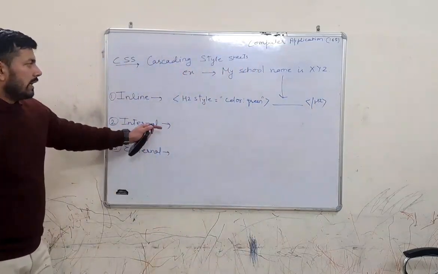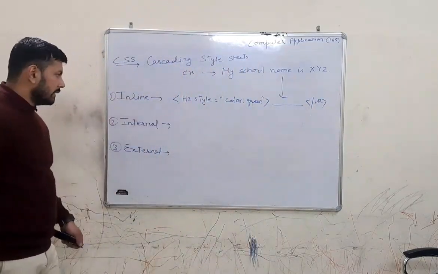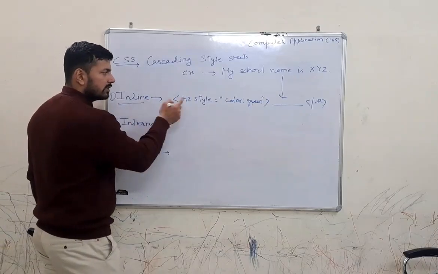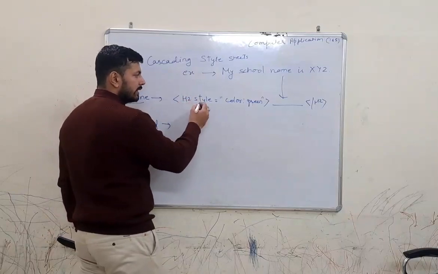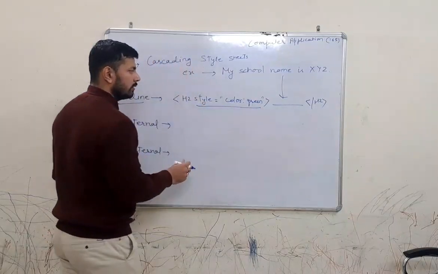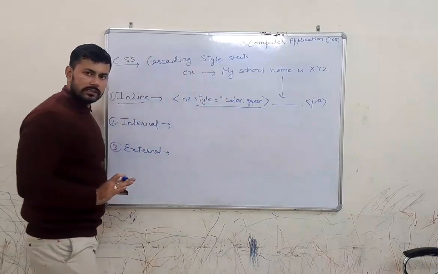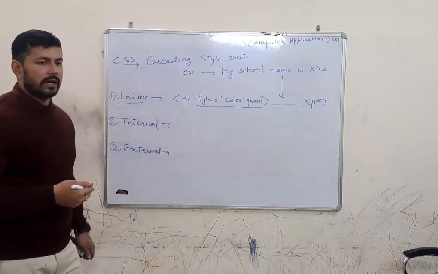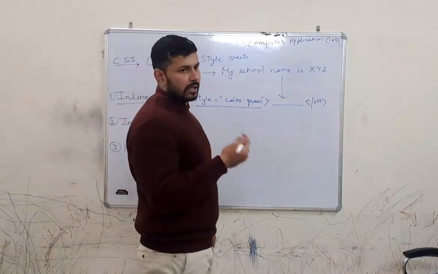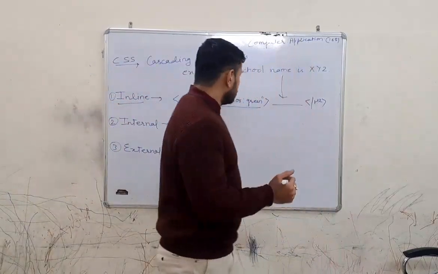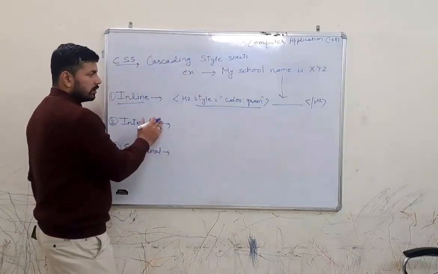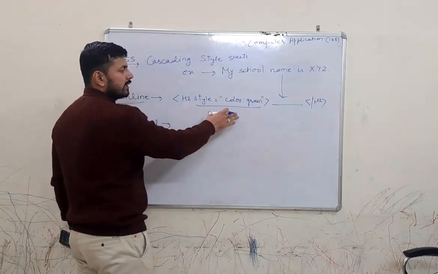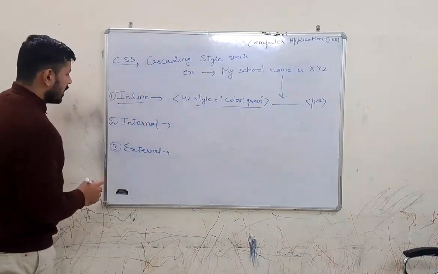H2 tag. As I explained earlier, H2 is a heading double tag. Why do we call it inline? Because we mention the style tag inside the starting tag only, in the same line only. Is it clear by this method, by the names and by the way I am explaining? You can remember this. Like why do we call it inline? Because we add the style tag in the line only, inside the starting tag only. Now we will move further.